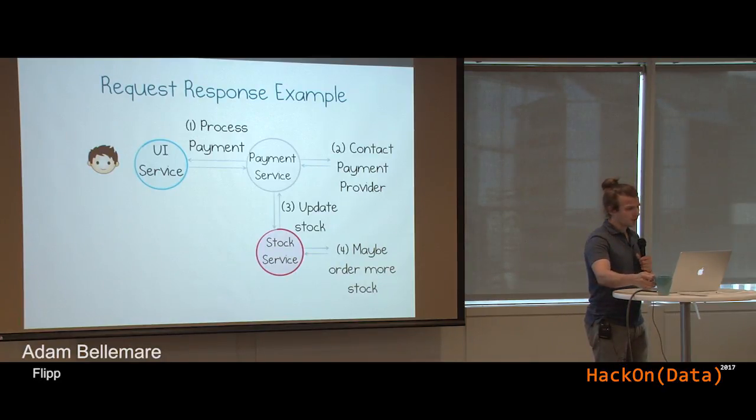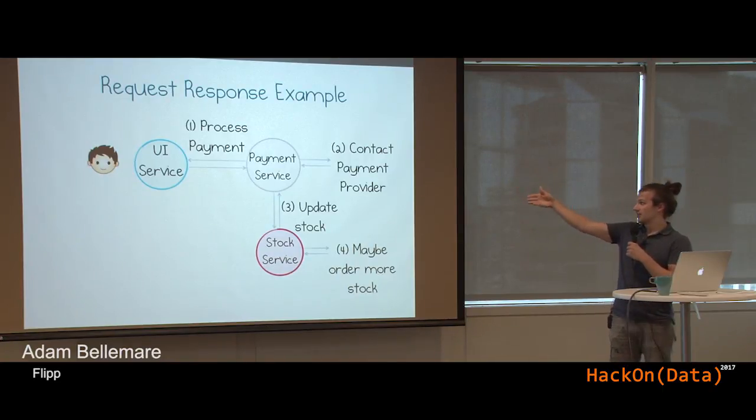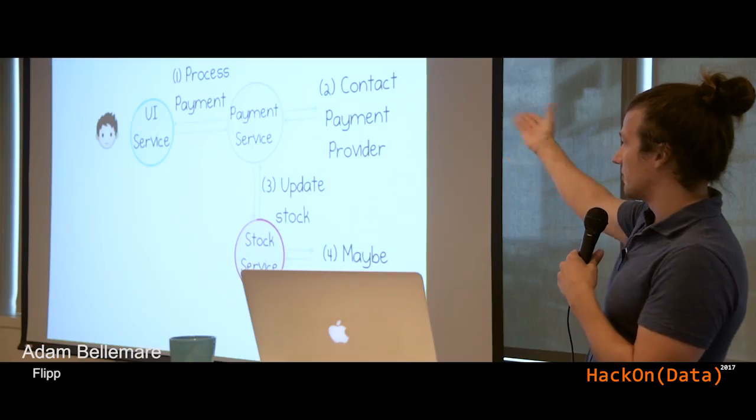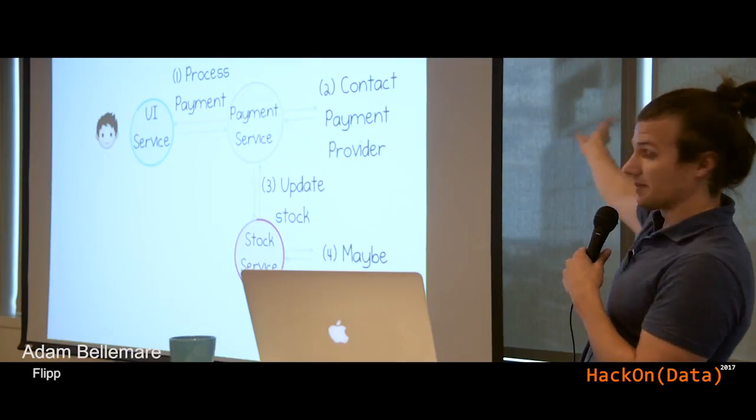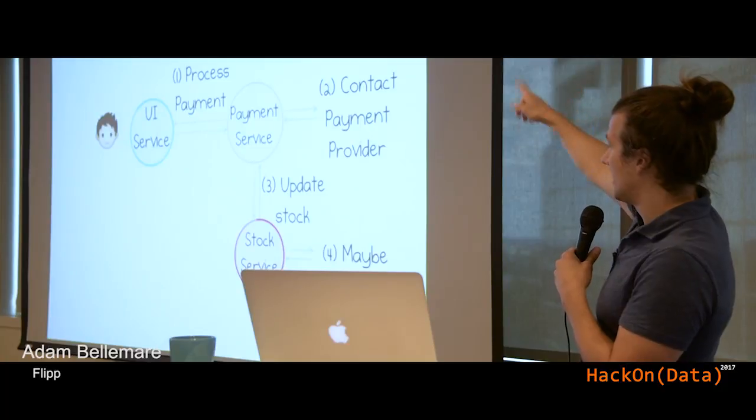So this is your traditional REST request-response example. You've got a payment process. This guy on the left here is on Amazon or whatever. He buys something. It goes to the payment service. The payment service then contacts the payment provider, whether that's internal or external is its own detail.